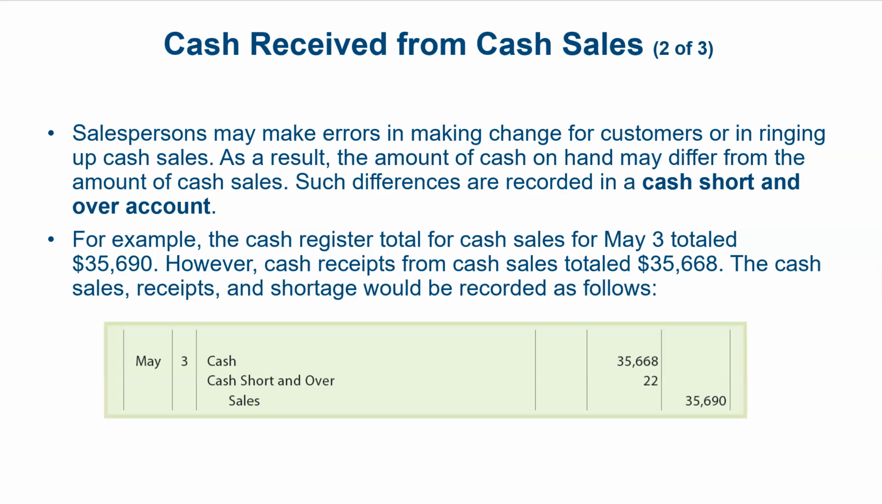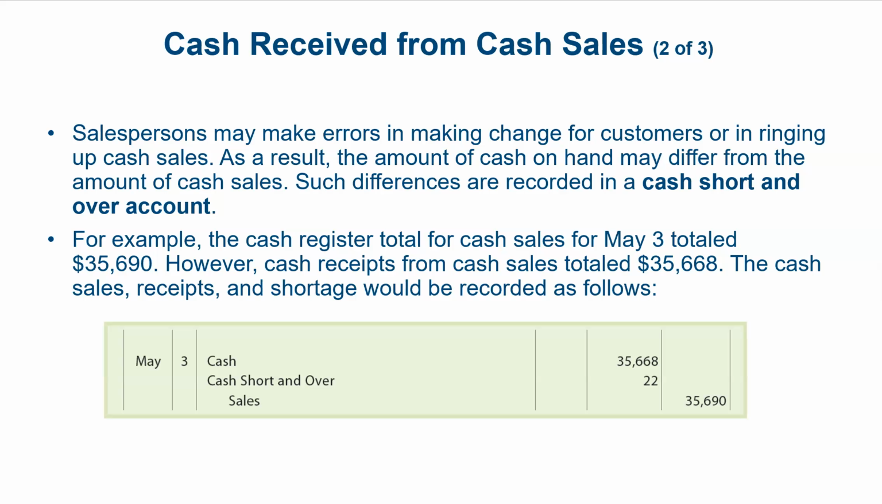For example, the cash register total for sales from May 3rd totaled $35,690. However, cash receipts from cash sales said that we should have had $35,668. The cash sales receipt and shortage would be recorded as follows. We're going to put the cash in that we really have, so the cash receipts that we really have is $35,668. We're also going to record the sales that we say we really have.